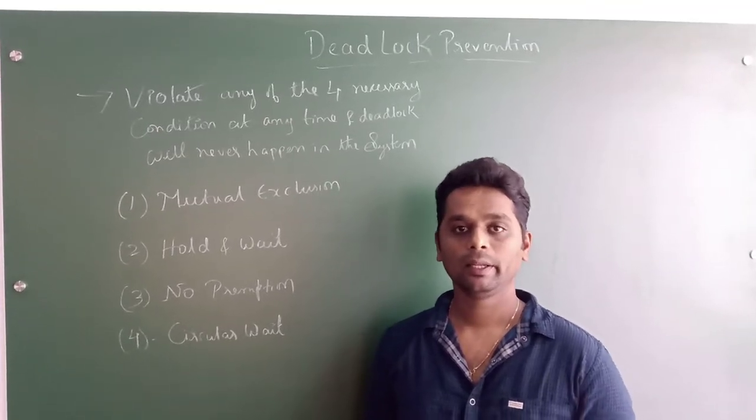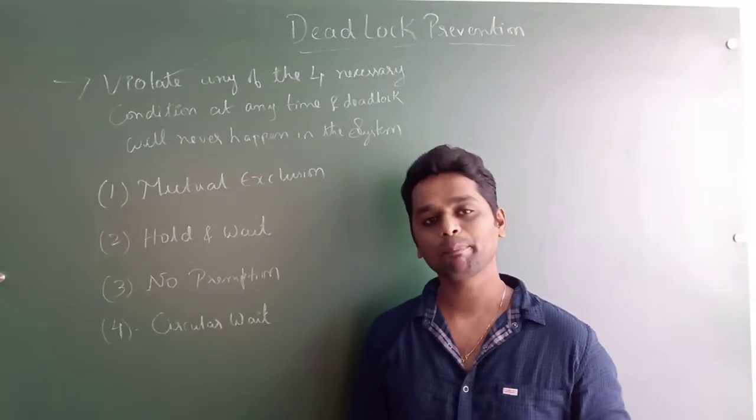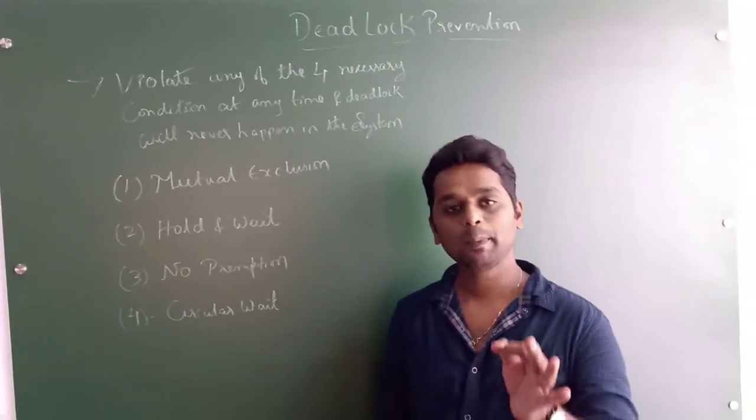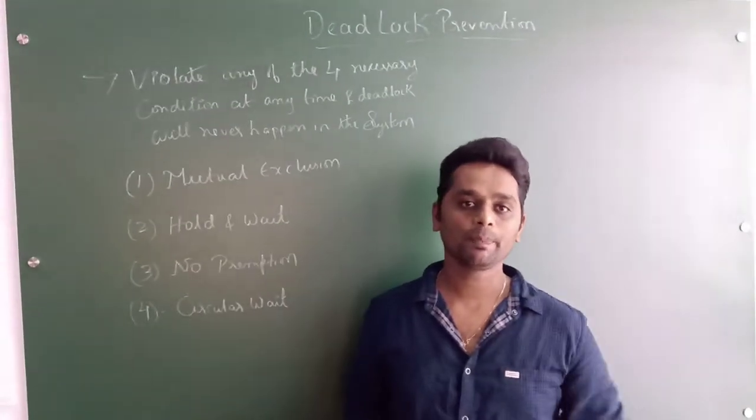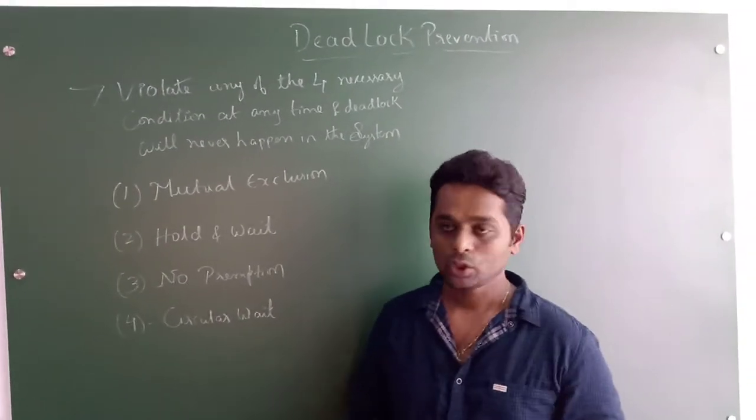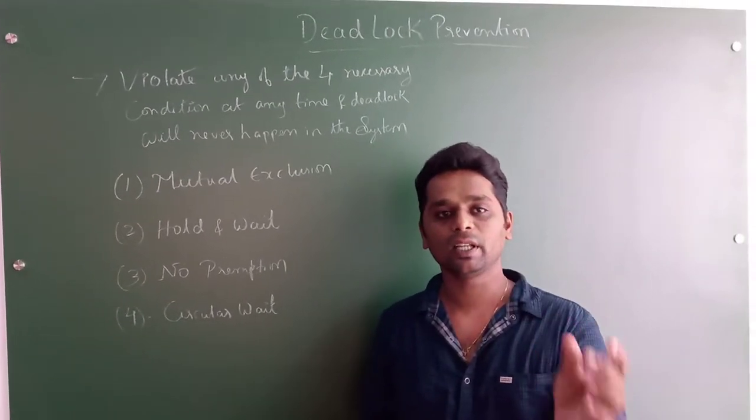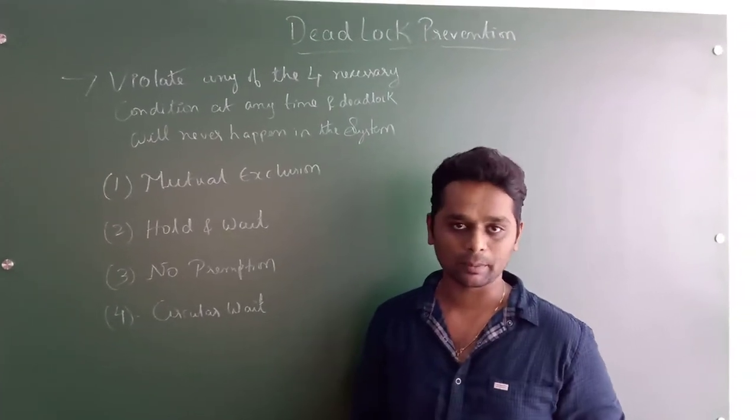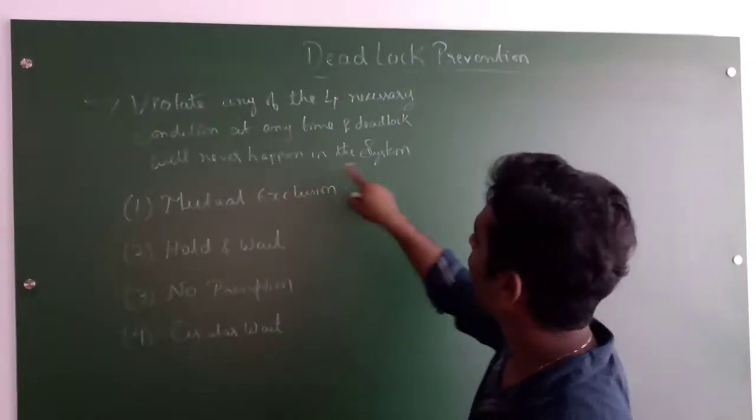Hello guys. Next topic we are discussing is deadlock prevention. We can prevent deadlock just by violating any of the four necessary conditions we discussed in deadlock characterization. Out of these four conditions, if you make any one condition not hold in your system, then deadlock will never happen in the system.